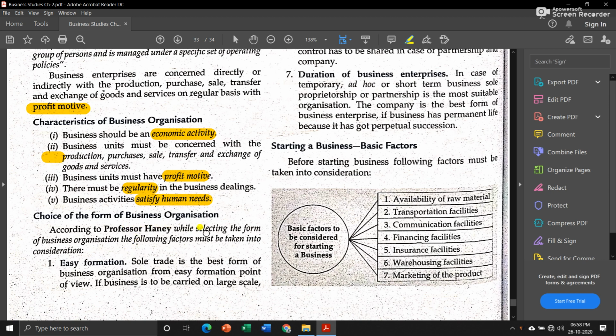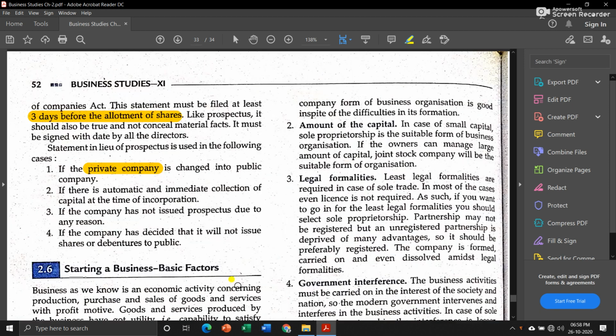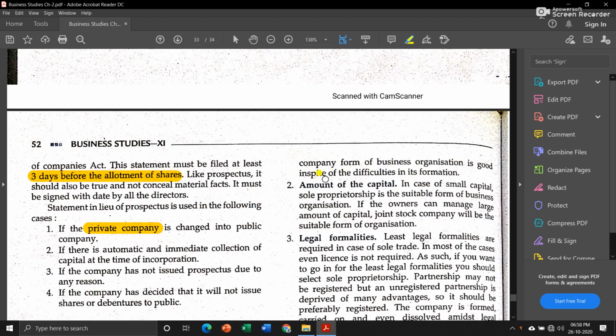According to Professor Haney, while selecting the form of business organization, the following factors must be taken into consideration. You have to understand these factors before selecting any type of business organization. First point is easy formation. Sole trade is the best form of business organization from the easy formation point of view. If business is to be carried on a large scale, the company form is good in spite of the difficulties in its formation. If you want to start your business easily, then sole proprietorship is good for you. But if you want to start a big business, then the company form of business is suitable for you.